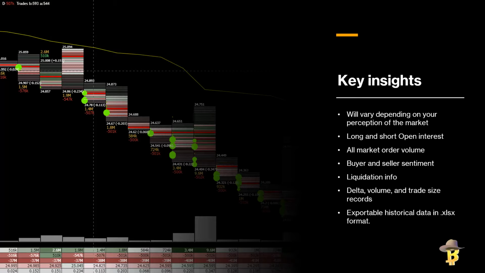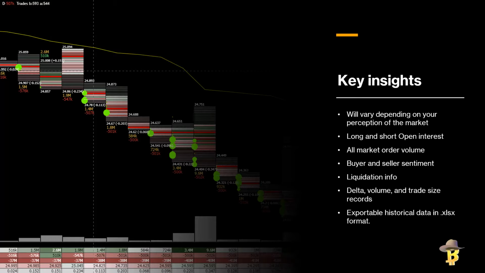Okay, so it also shows the long and short open interest, which, if you're not familiar, is the amount of long contracts and short contracts that are open at any given time, and you can derive a lot of really good information from that. It shows all market order volume. So let's be clear about something up front. This does not show limit orders. It shows aggressive market participants. In other words, people that are just going onto their exchange and clicking the red and green button. And you can derive a lot of information from that as well.